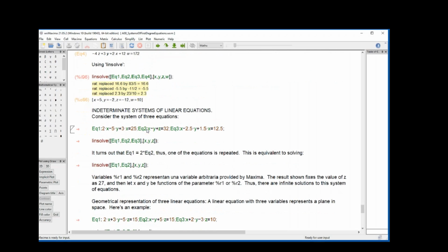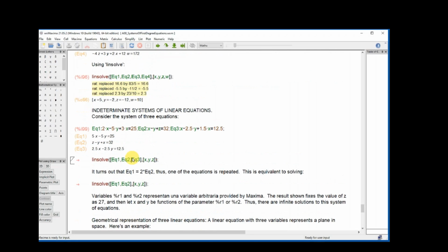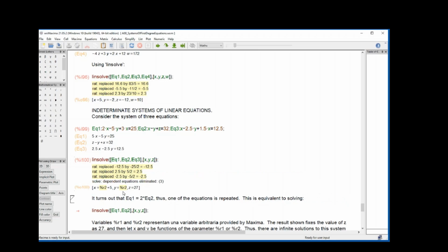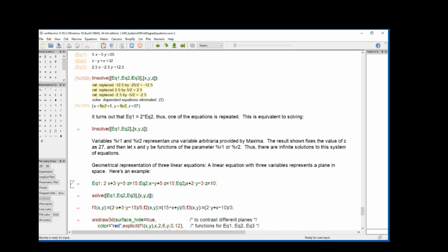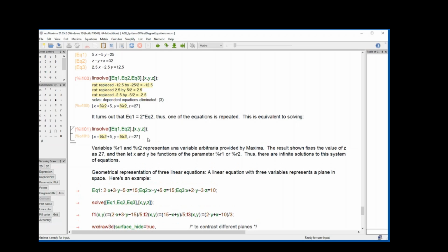An indeterminate system of equations is one where one of the variables is not fixed, and so there's not a single solution, just like we did with the case of the two lines that were basically the same line. For example, with one of the equations repeated again, we get the same idea.